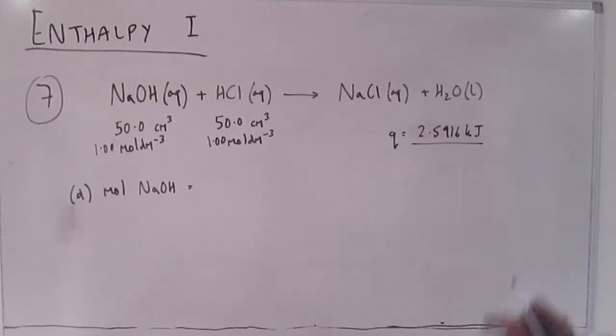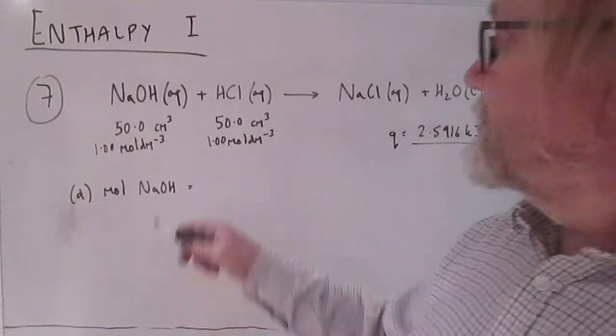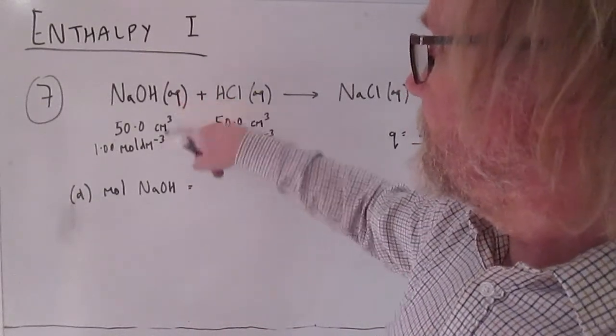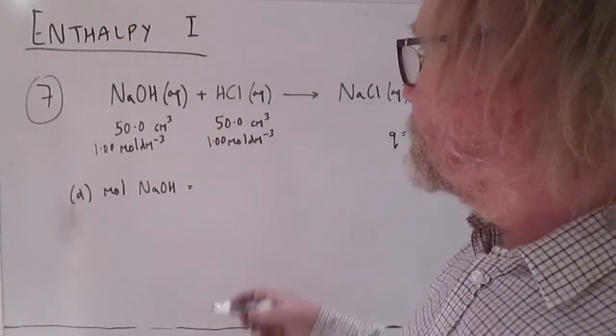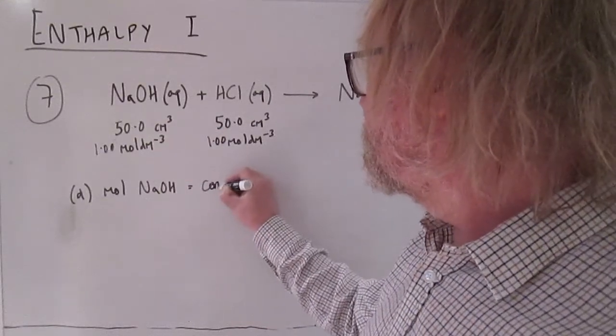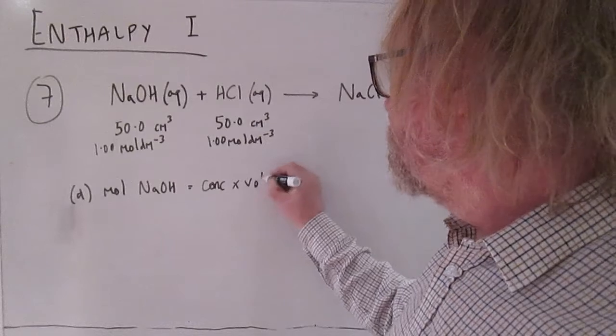Okay, so next it asks us how many moles of sodium hydroxide were used in the experiment. So that just comes from the usual idea that if it's a solution, you think, oh yeah, moles is concentration times volume. We've got those two numbers, so it's concentration times volume in dm cubed.